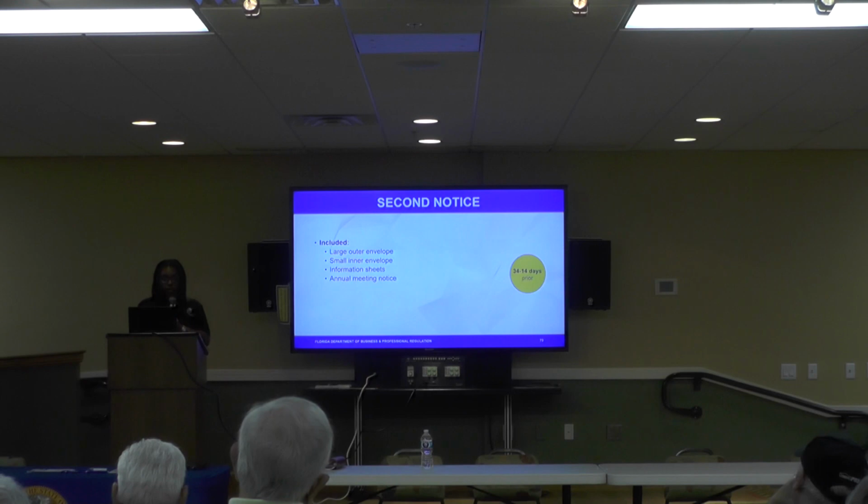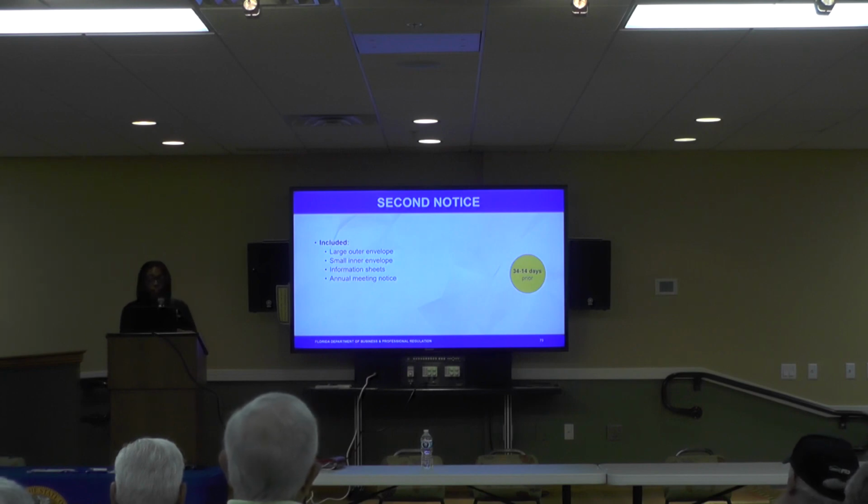What should be included in the package? First, an outer envelope addressed to the person or entity authorized to receive such, with a voter's name, space for the unit or unit numbers, and space for the voter's signature. Second, a small inner envelope, which includes the ballots. Third, any timely submitted candidate information sheet. And fourth, an annual meeting notice, so a copy of the agenda, if applicable, and a copy of the proposed budget.